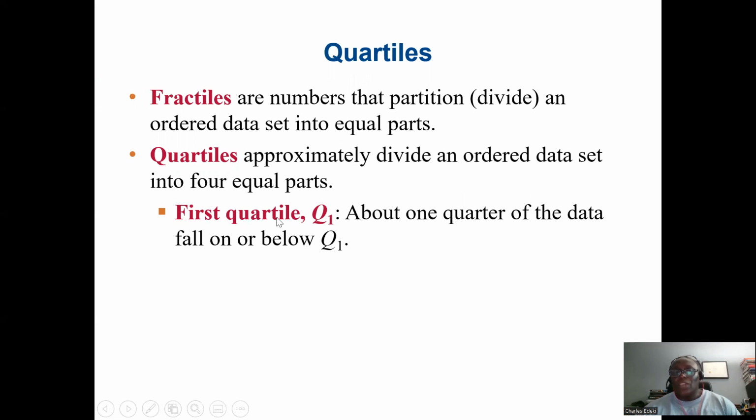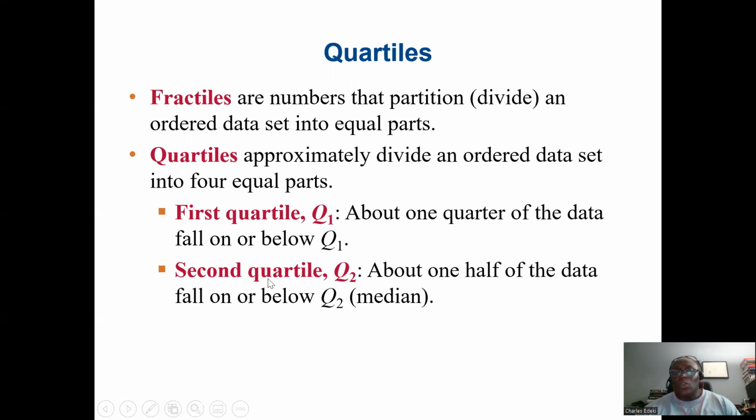We have the first quartile, which is Q1, and about 1/4 of the data fall on or below Q1. Then we have the second quartile, which is Q2, about 1/2 of the data fall on or below Q2, which we also call the median.